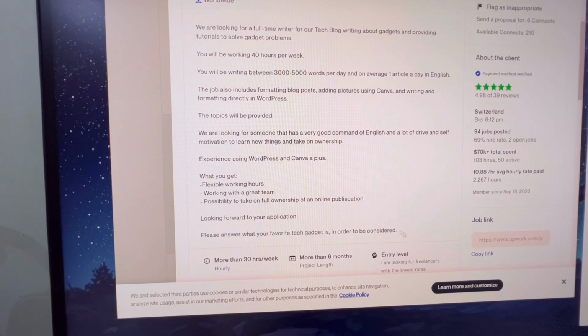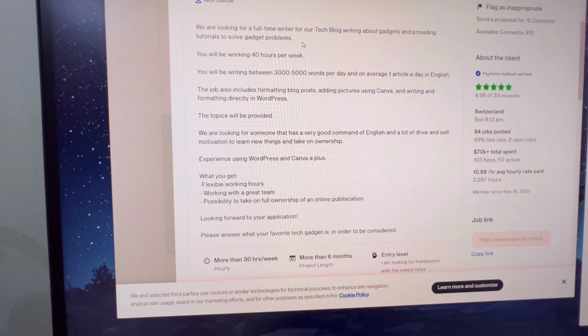So this is another common mistake that I see. Some people just skim through the job post and then send a generic proposal. So they tend to miss hidden instructions like this. And so their applications are automatically declined. So in this case, you're looking for a writer for a tech blog, and they're providing tutorials to solve gadget problems.